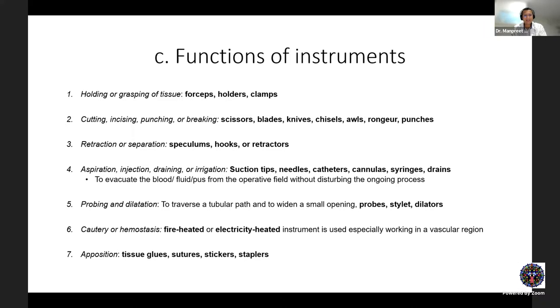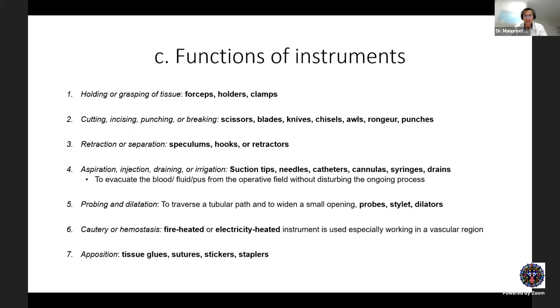Those instruments are specifically designed to work in a vascular region. We keep the fluids away before applying this over the tissue so that it functions properly. So suction helps in that. And the seventh function is apposition. For that, we use sutures, stickers, tissue glues, or staplers.